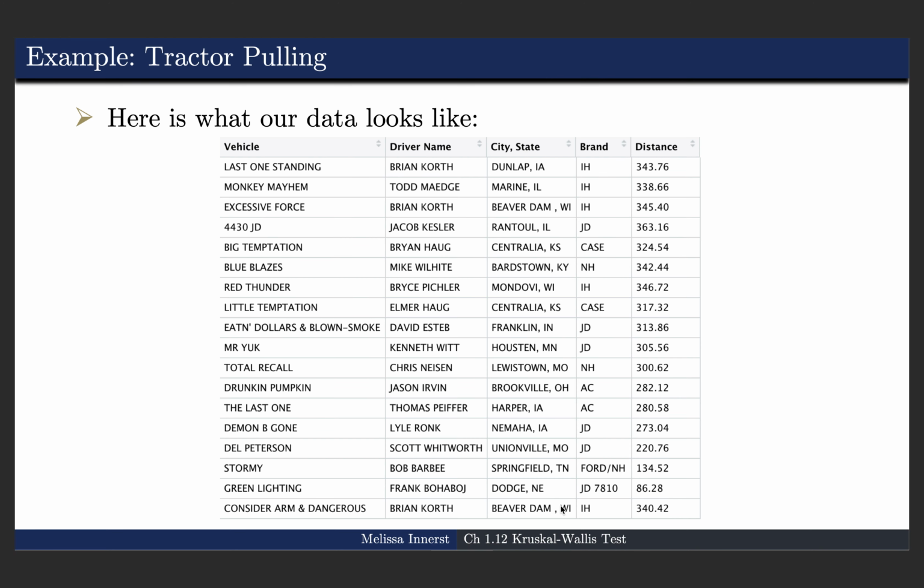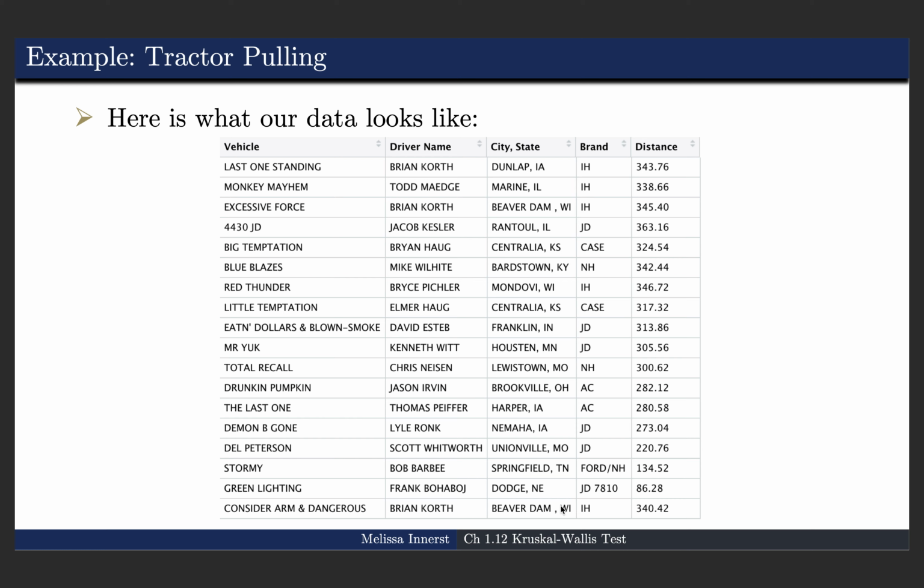Here's the data of the 18 tractors that went. If you look at the names of the vehicles, they're always interesting. But you can see the vehicle name, the driver, where they're from, the city and state, and the brand. IH is International Harvester, John Deere is JD, and so on and so forth. Then the distance of how far they pulled. So I want to see if there's a difference in brand.